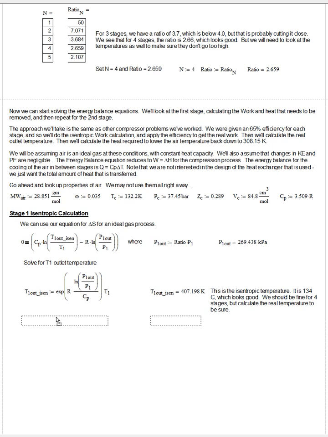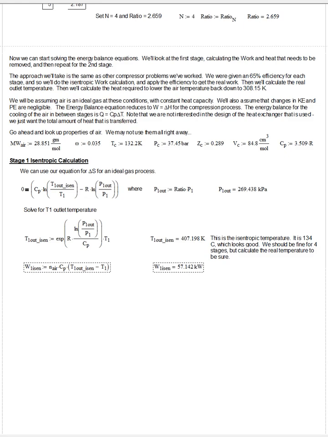And so I've combined a couple steps. Delta H for an ideal gas process is Cp delta T, and so the work is equal to delta H. So work for the isentropic in stage 1 is equal to the mole flow rate of air times the heat capacity of air times our delta T for the isentropic case, and we get the total power is 57 kilowatts.